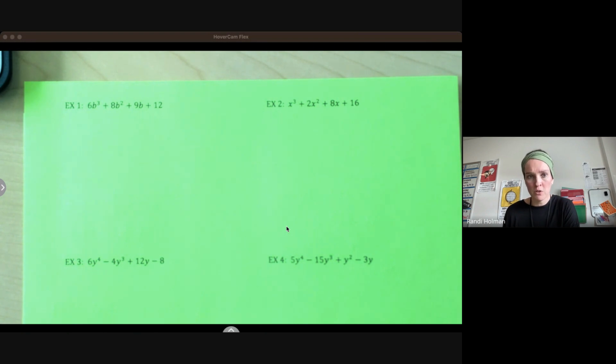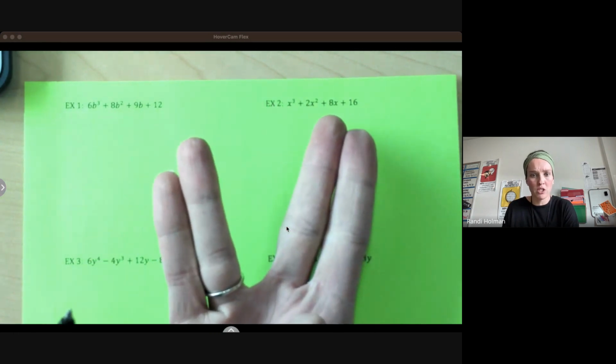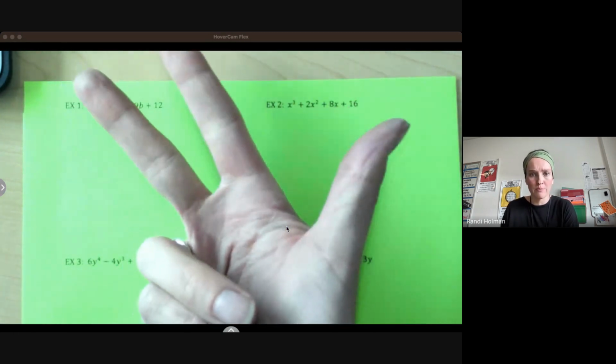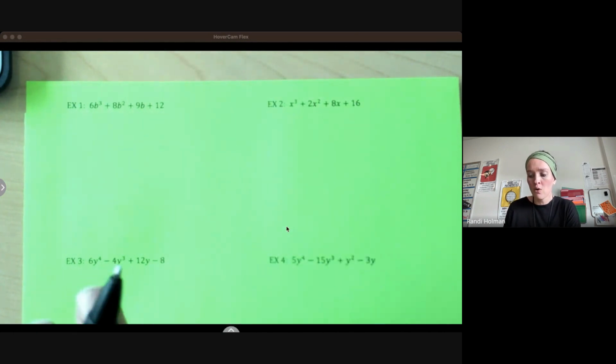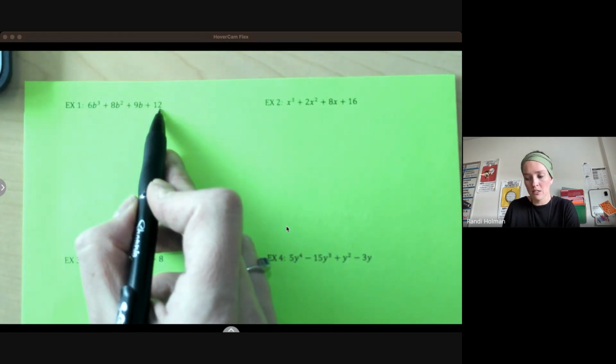So we're still going to be doing greatest common factor, but we're going to look at groups of our factors because if we have four terms, we can make two groups of two. Unlike when we have three terms, we can't make pairs. So still going to look overall greatest common factor. In this case, our greatest common factor is 1.